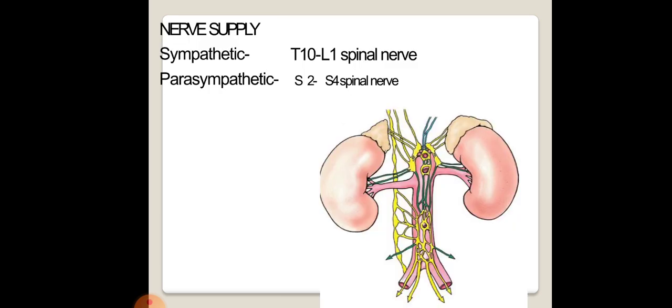Now the nerve supply of the ureter. It is supplied by sympathetic as well as parasympathetic nerve fibers. The sympathetic nerve fibers reach through the T10 to L1 spinal nerves. T means thoracic spinal nerve, and L is lumbar spinal nerve. So up to the first lumbar spinal nerve, they supply the sympathetic innervation to the ureter. Next is the parasympathetic innervation. It is supplied by the sacral nerves, that is S2, S3, S4 spinal nerves.